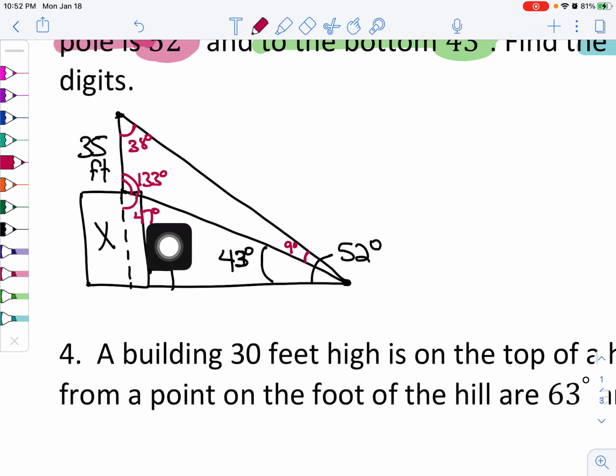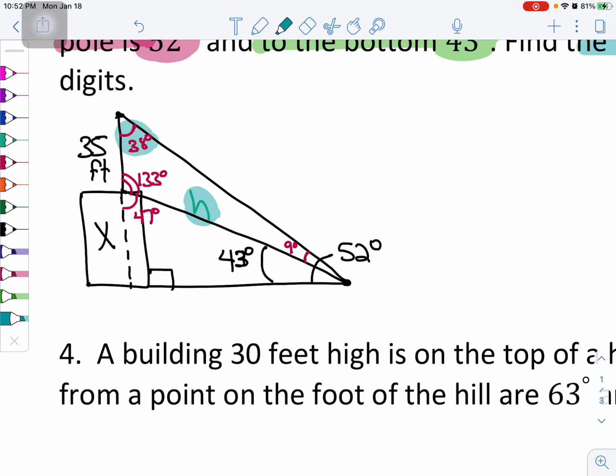One of the easiest things is going to be if we're looking for x here, x is part of the little right triangle down here. It would be very helpful if I could find its hypotenuse. So that's what I'm going to find. I am going to find h. Okay. Now, let's see if I can figure out which pieces to use.